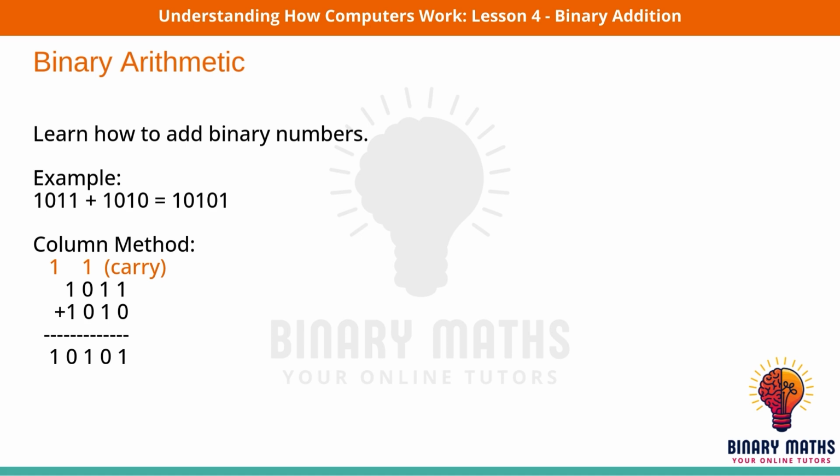Finally, add the leftmost bit. 1 plus 1, which would equal 0, and we would carry 1 over to the next column. So 1011 plus 1010 would equal 10101.